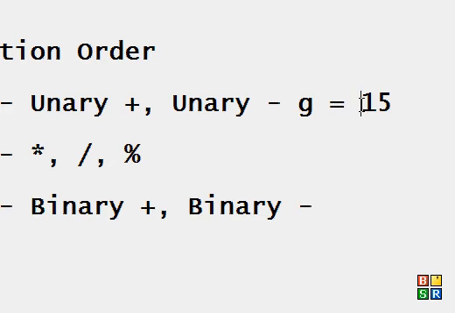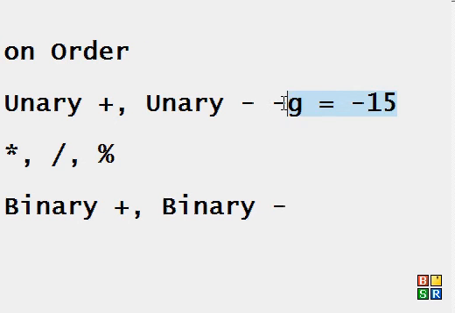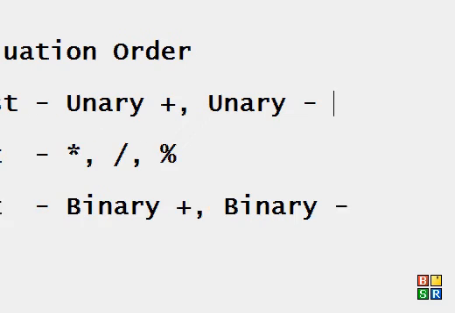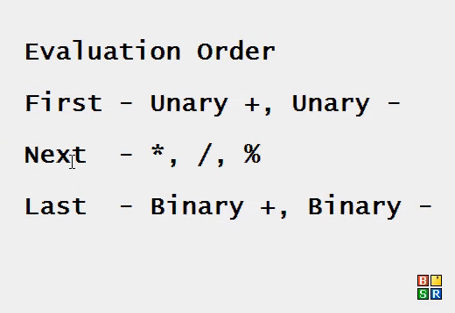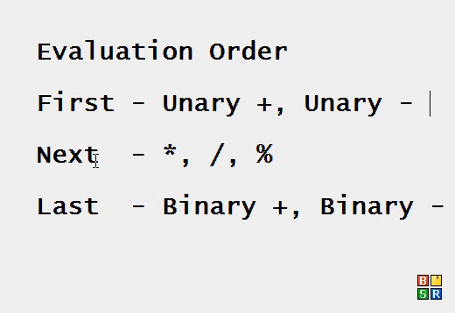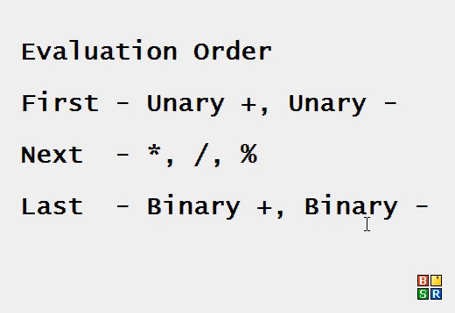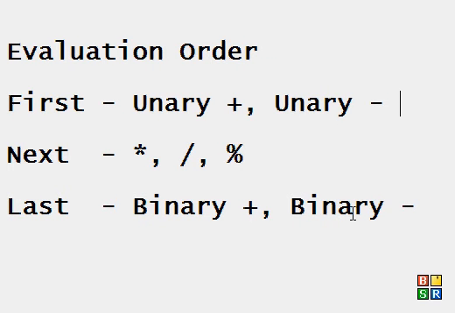In the same sense, if G is negative 15 and you put a minus in front of it, it would become positive. It becomes the opposite value. It's kind of interesting. But unary is the first thing that's evaluated, and it takes one operand, so one variable, versus binary that takes two. The next things that are evaluated are multiply, division, and modulus. And last is the binary plus and minus, which is like 5 plus 3 or 2 minus 1. So it takes two operands versus the unary, which takes one.